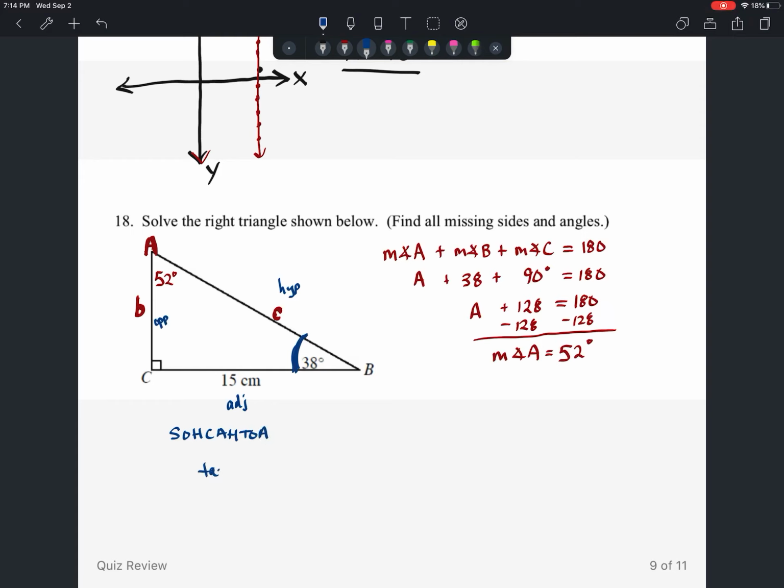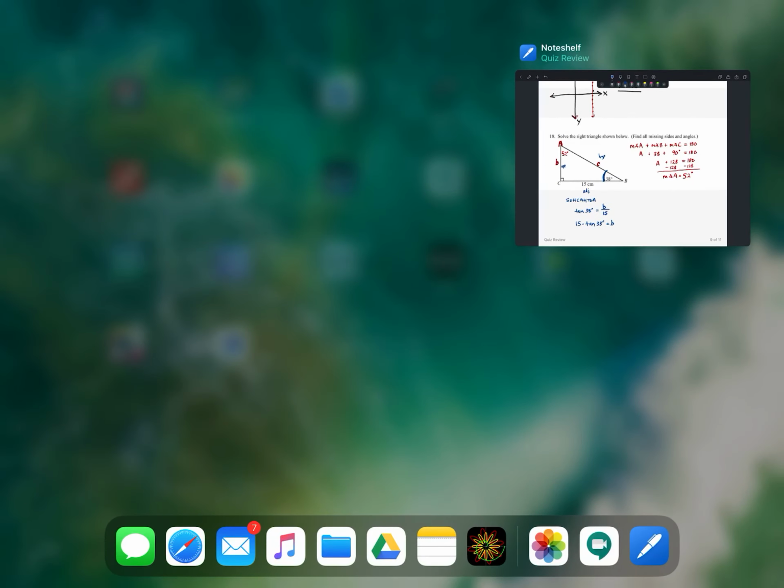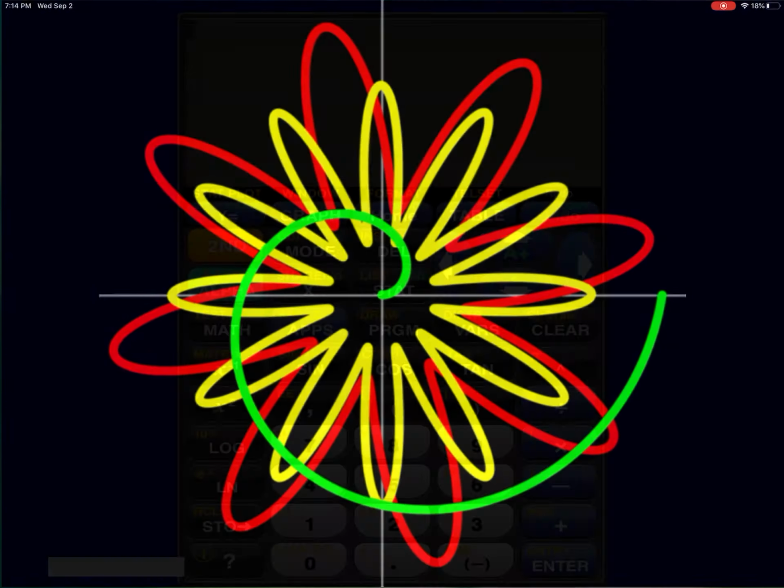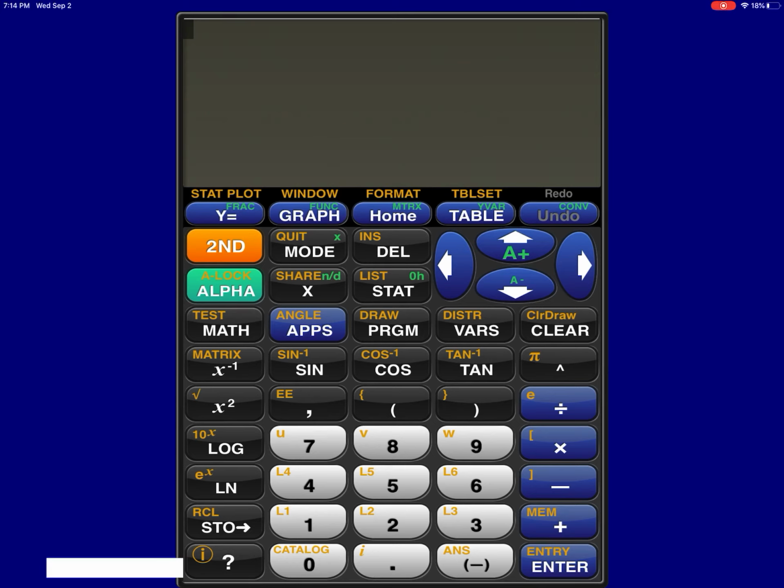So I'll say that the tangent of 38 degrees should equal B over 15. In which case I can get B by itself by multiplying each side times 15. So 15 times the tangent of 38 degrees equals B. All right, and we just need to get out our old handy dandy calculator here.